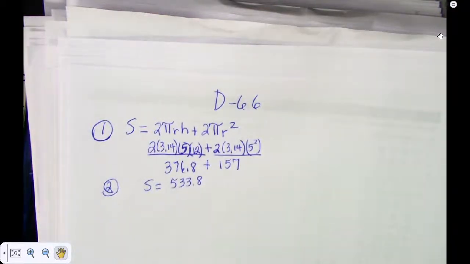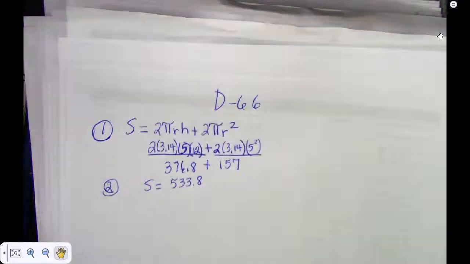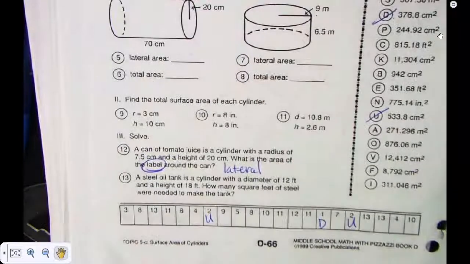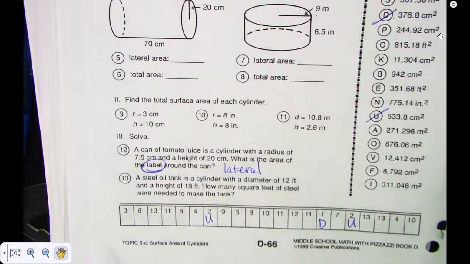Okay, look at 12. Read 12 for me, Jay. Okay, stop working. I need you to listen and focus on 12. Tell me what we're going to find, Emily, on 12. The lateral or the total? Why? Tell them. There you go. The label is the lateral part. So you won't do the total. You only do the lateral part. You only do the area of the rectangle. That's all you have to do. Don't do the total. Okay, 13, read it for me, Amber.